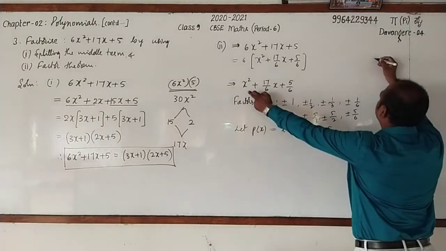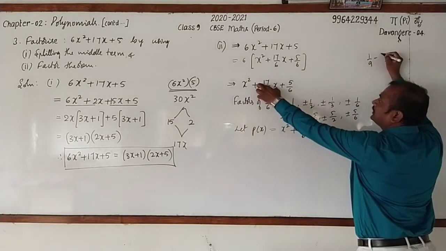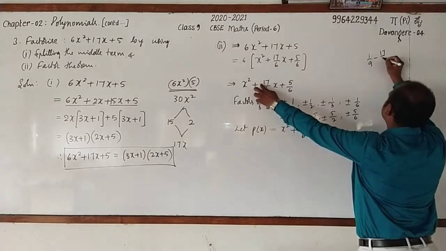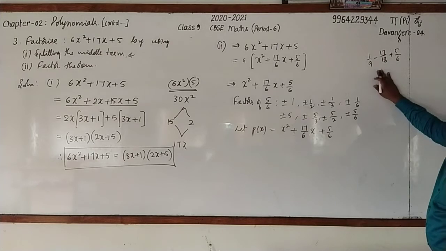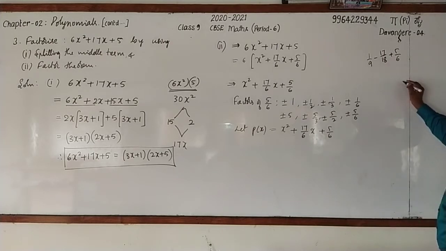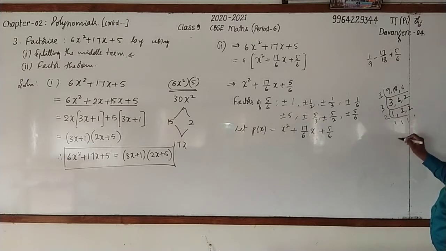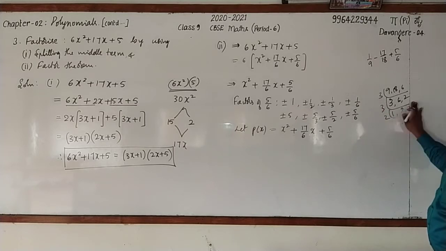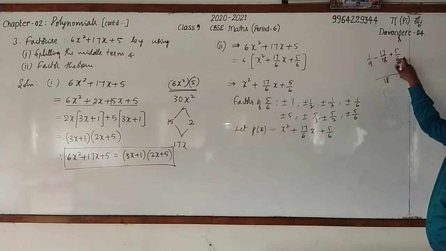If you take minus 1 by 3, it is 1 by 9 minus 1 by 3. 17 by 6, 3 sixes are 18. This is 5 by 6. What is the LCM of 9, 18 and 6? You can take 9, 18 and 6. Divide by 3: 3 threes are 9, 3 sixes are 18, 3 twos are 6, then 3 ones, then 2 twos, 2 ones. 3 threes are 9, 9 twos are 18. 18 is the LCM. Now multiply the LCM with each term.